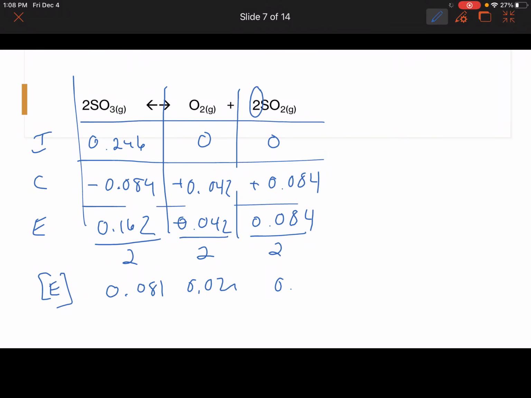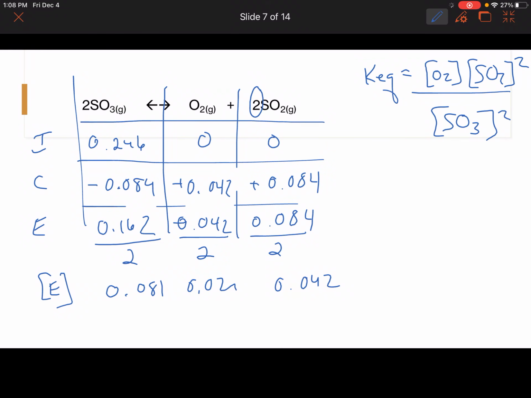0.021, and 0.042. So now I can sub these into my KEQ expression, which is going to be the concentration of the oxygen gas multiplied by the SO2 squared divided by SO3 also squared.